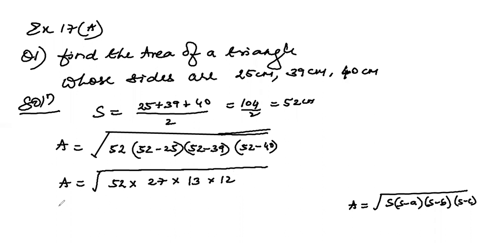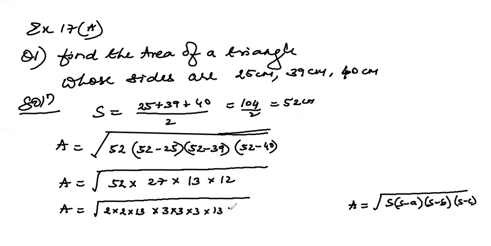So when you try to find the prime factors, children, 52 is 2 into 2 into 13. This is 3 into 3 into 3 into 13 into 12. Now, how many 2's are there? Only two 2's are there. So when the radical sign goes off, only one remains. How many 3's are there? One 3, two 3, three 3's.